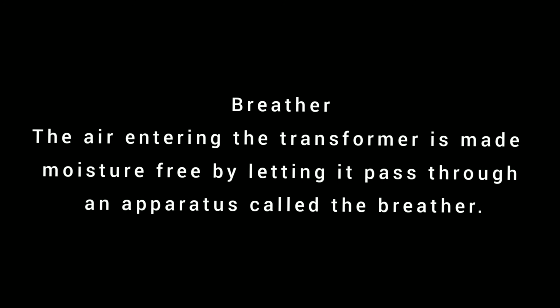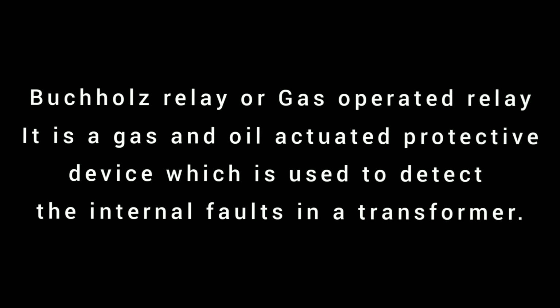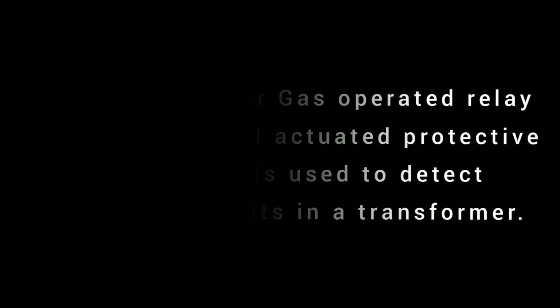The next we can discuss Buchholz relay or gas operated relay. Please try to note this is one of the most important components in the transformer. So it is the gas and oil actuated protective device which is used to detect the internal faults in a transformer. It is placed in between main tank and conservator.